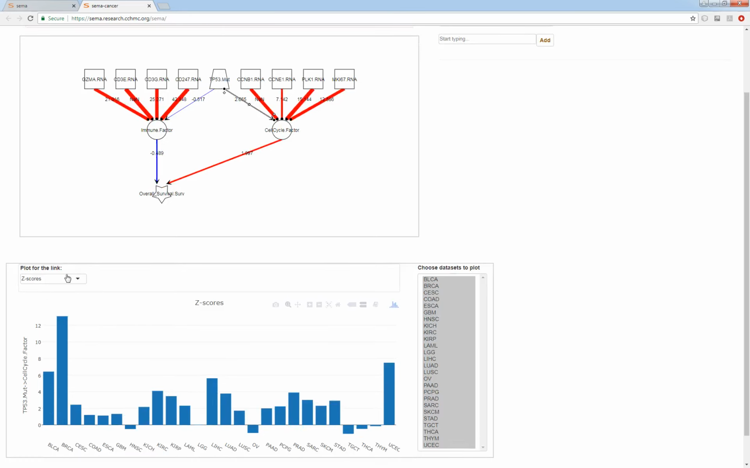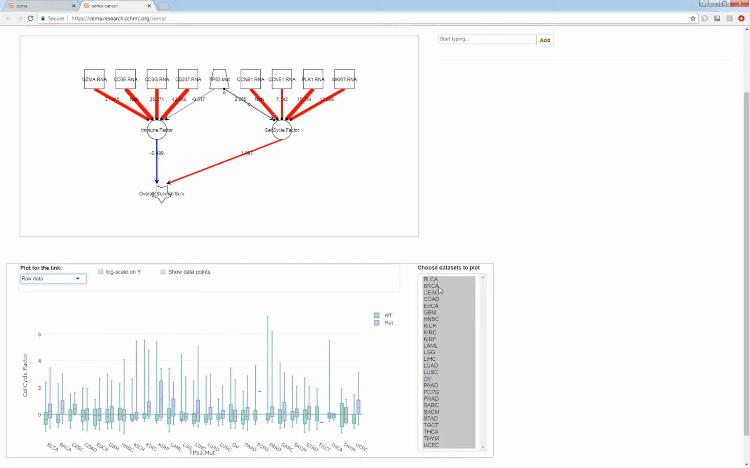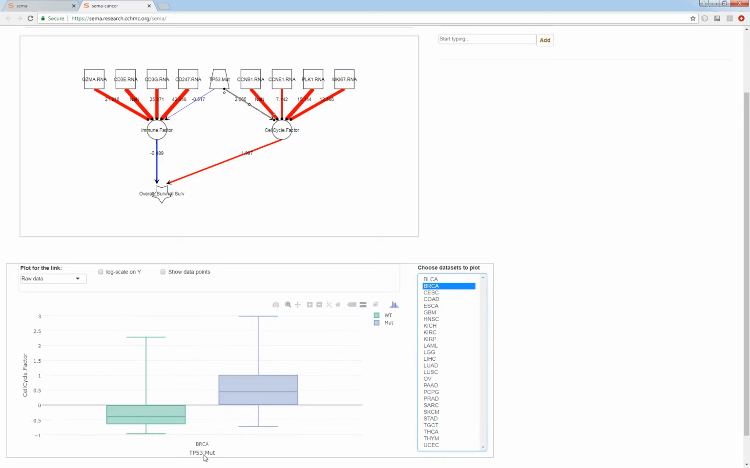So when you're looking at z-score, what you're looking for is 2. So make 2 or negative 2 your point of reference. This roughly corresponds to a p-value of 0.05, and in most cancers the magnitude and the significance of effect goes beyond that, especially in breast cancers. When you look at the raw data in breast, whenever P53 is mutated, cell cycle factor is significantly higher.